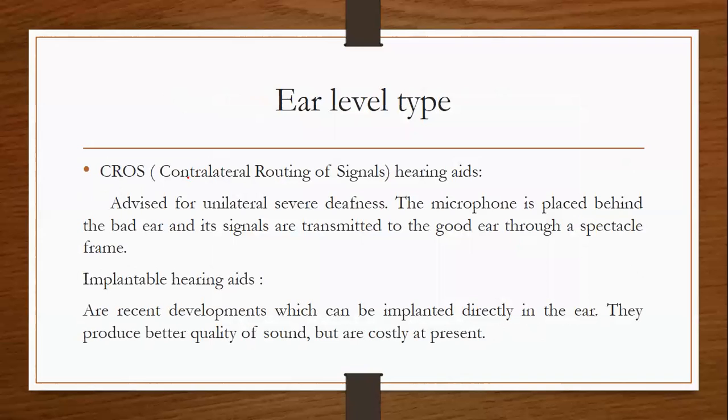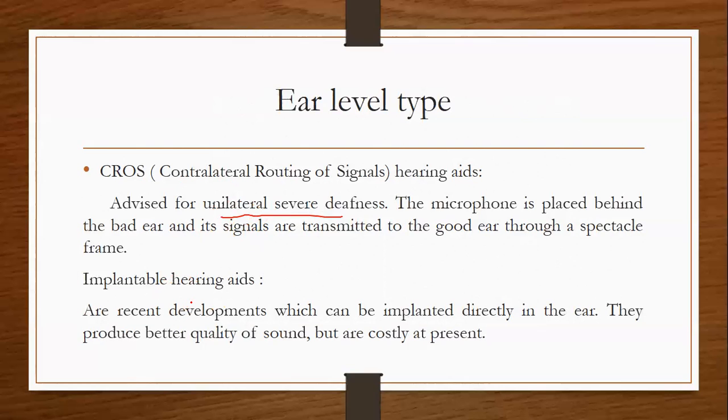Okay, another form is CROS, that is contralateral routing of signals. It is a device for unilateral severe deafness. The microphone is placed behind the bad ear, which means the affected ear, and the signals are transmitted to the good ear through a spectacle frame. In the previous slide, we had seen the spectacle form of hearing aid. CROS means contralateral routing. The microphone is placed behind the affected ear, and through this, the signals can be transmitted to the good ear through this spectacle frame.